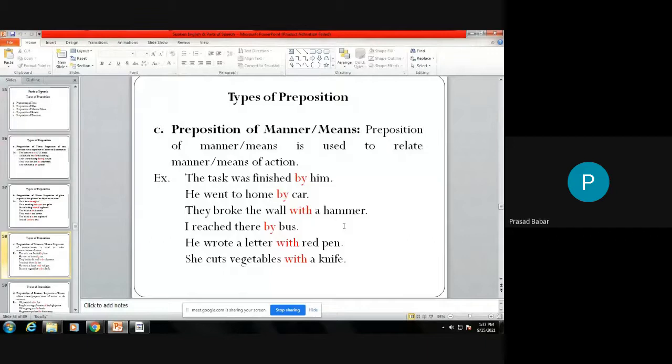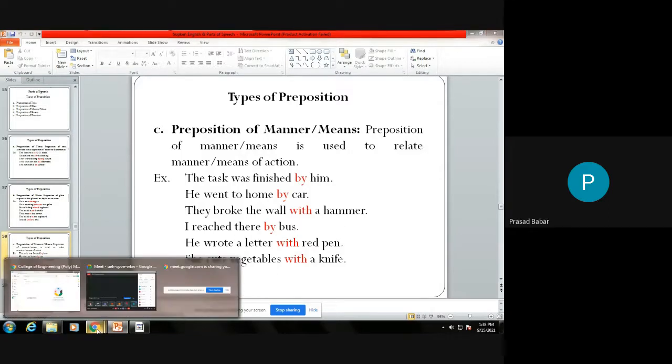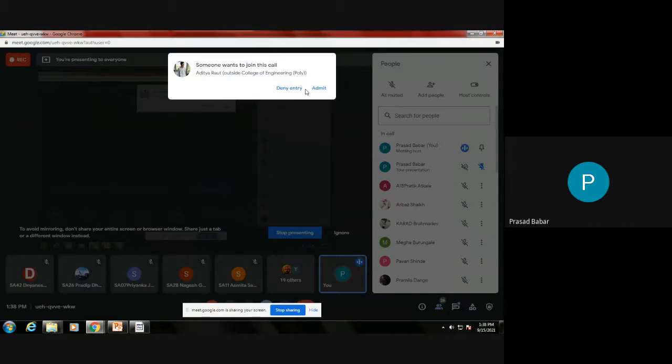Okay, so the next and the third type of preposition is the preposition of manner or preposition of means. Preposition of manner or means is the preposition which is used to relate manner or means of action.